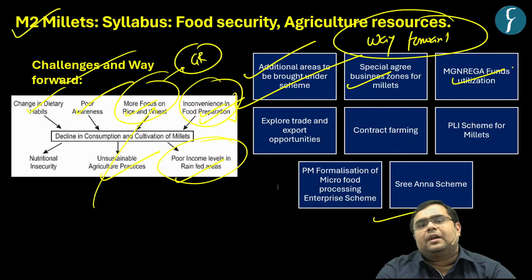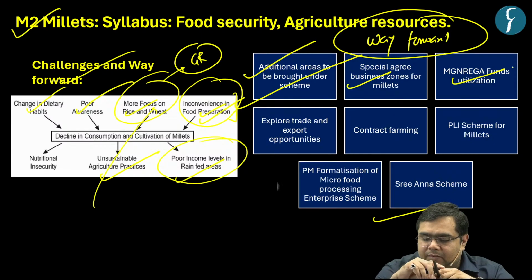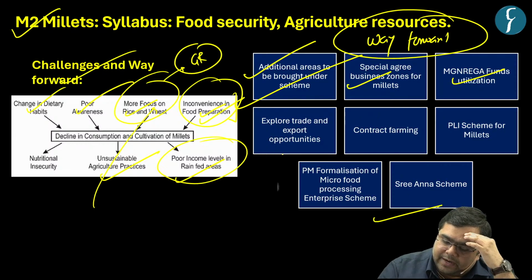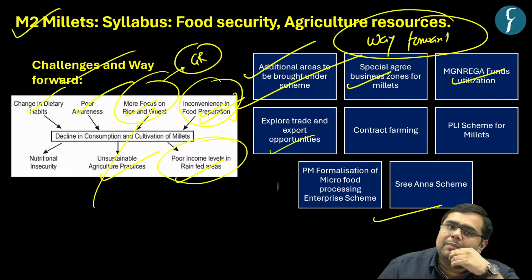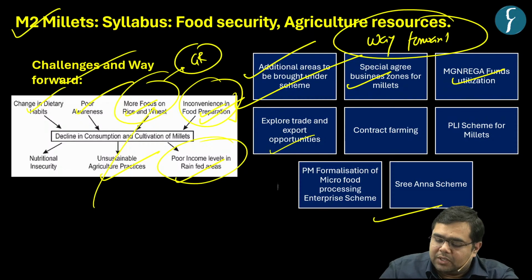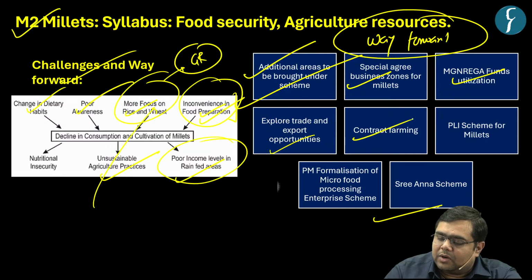Then MGNREGA funds can be utilized by the states for the development of these new areas, right? Then explore trade and export opportunities. Again, new markets are arising, for example markets like the UAE and the Kingdom of Saudi Arabia, right? These markets were not traditionally considered as markets for millets, but now they are coming up as new markets. Then again, encouraging contract farming and productivity linked incentive schemes especially for millets.